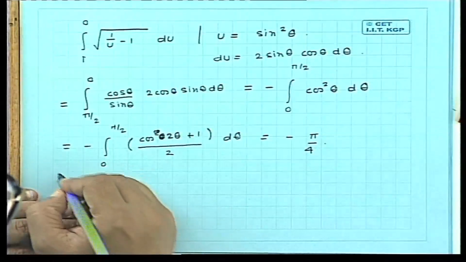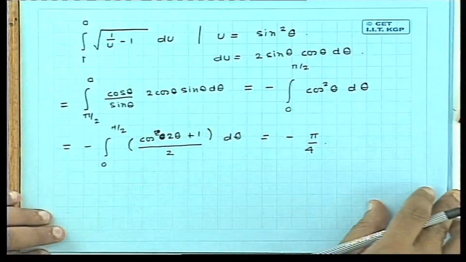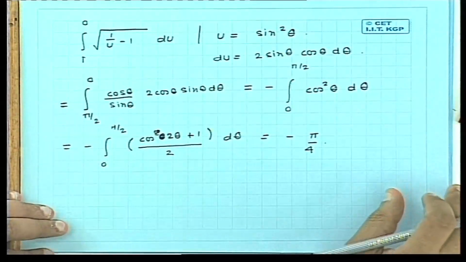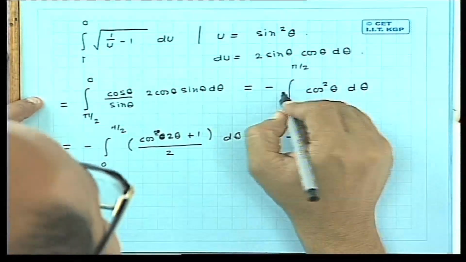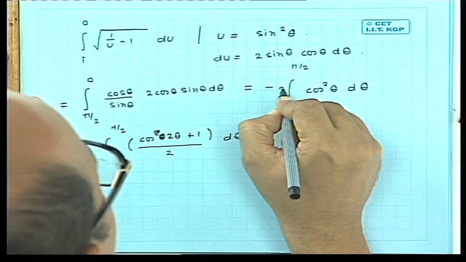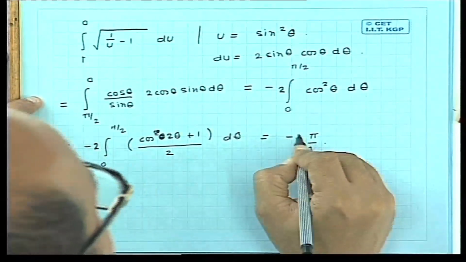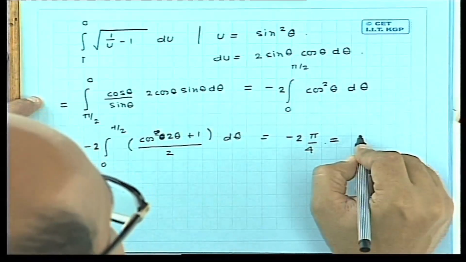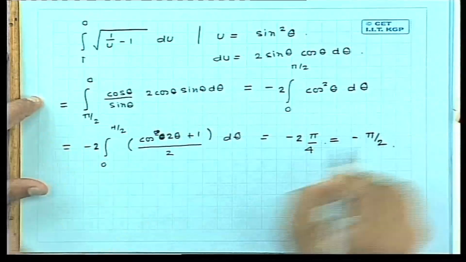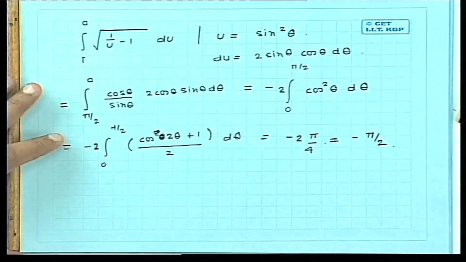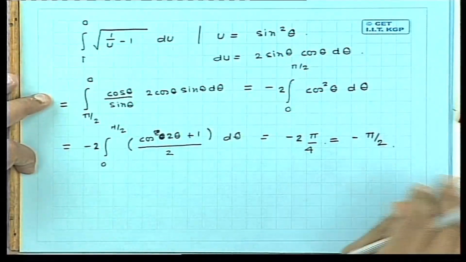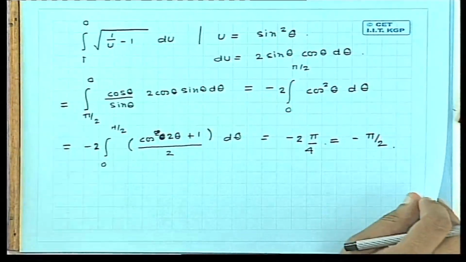Okay, so we have evaluated this integral. There is a factor of 2 which comes in here, and there is a factor of 2 which comes in here. So this gives us minus pi by 2. So the final result is minus pi by 2.